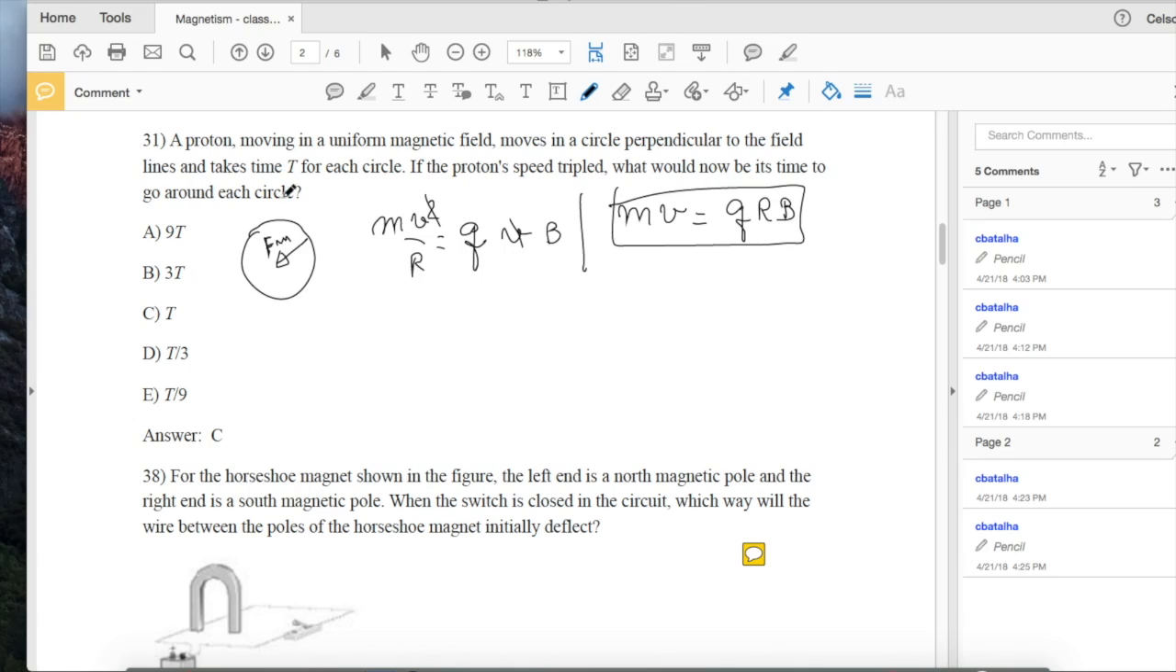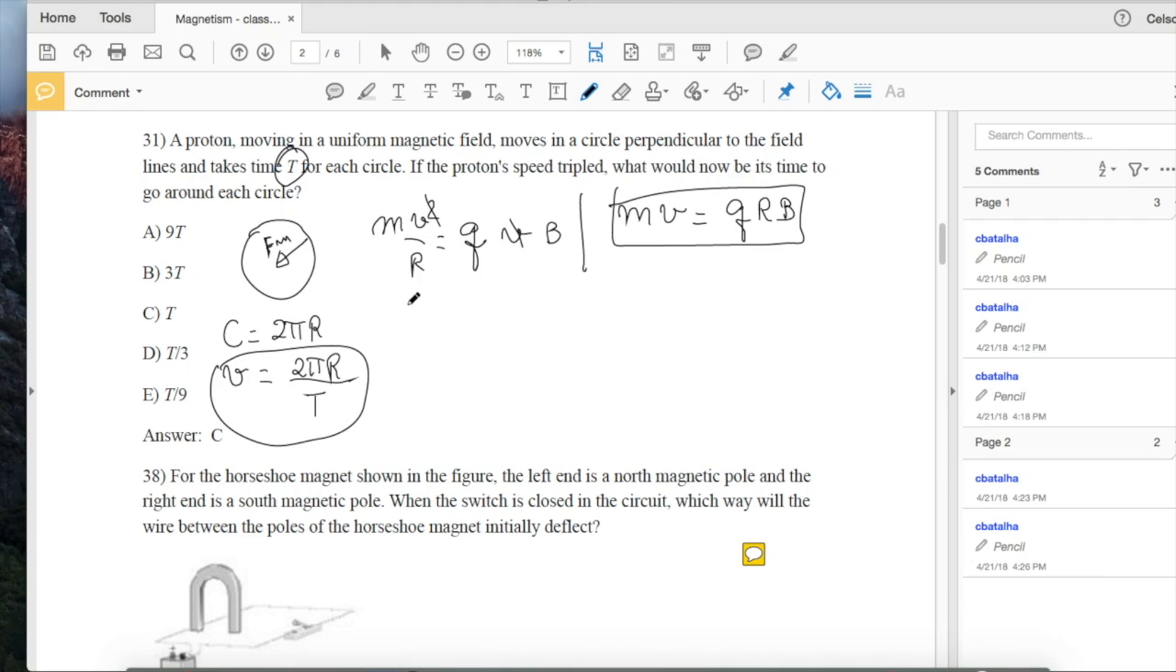So you have a proton, a positive charge, moving in a circle. Oh, by the way, the circumference is equal to 2 pi r. R is the radius, right? And the average speed in this case is the circumference, the path, divided by the time, because I'm seeing the time over here. It moves in a circle perpendicular to the field. It takes time t for each circle. So which means you can derive from here an equation that has v and has the time.